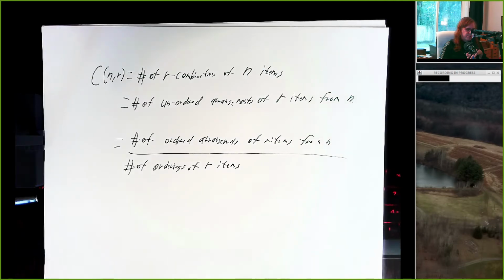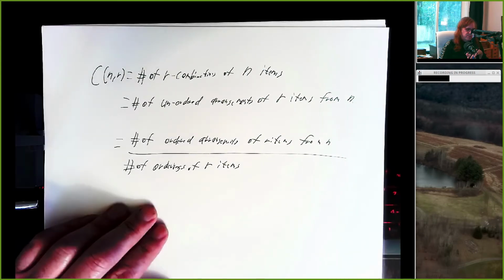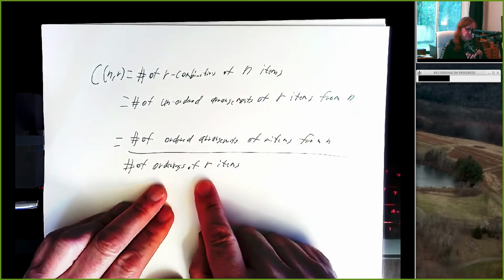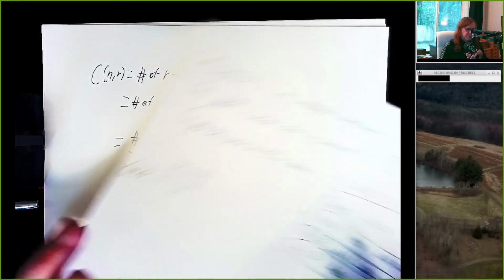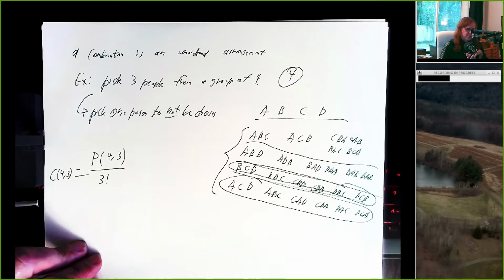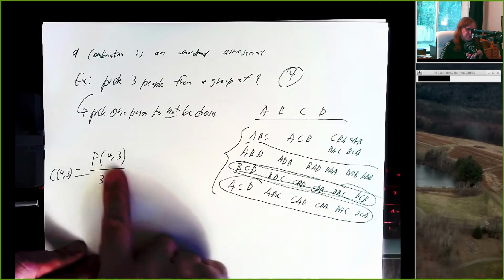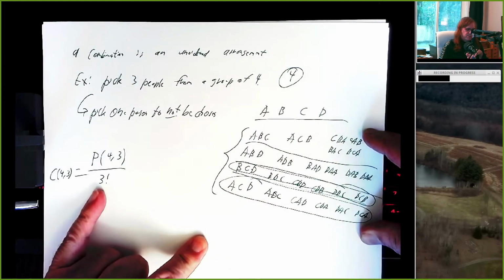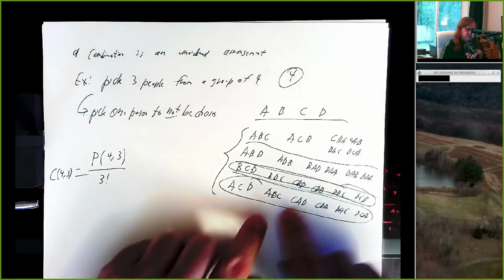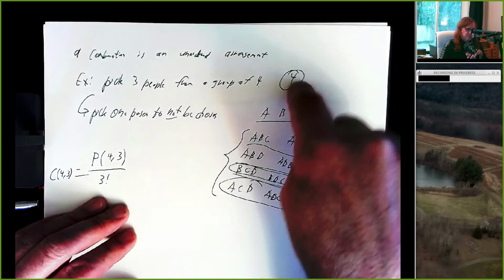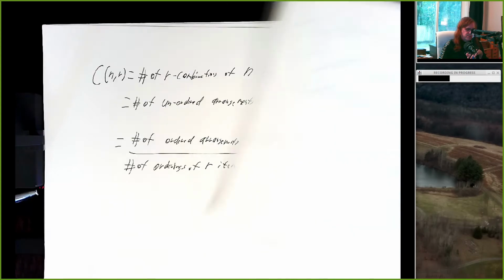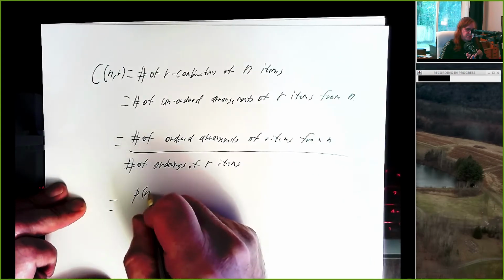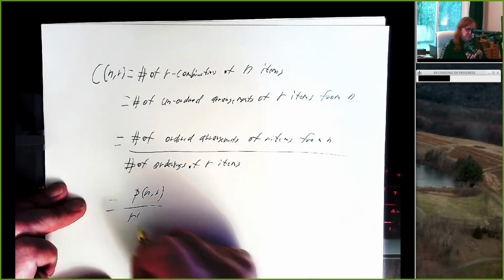In other words, if we want to know how many unordered ways we can pick r things out of n, let's take how many ordered ways we can do that and divide by the number of possible orders. For example, in this case, if we pay attention to order, the number of ordered ways we can pick 3 out of 4 is 24. But the number of ways we can arrange each of our 3 items is 6. So 24 divided by 6, that gets us our 4. And so our formula for C(n,r) is going to be just P(n,r) divided by r factorial.